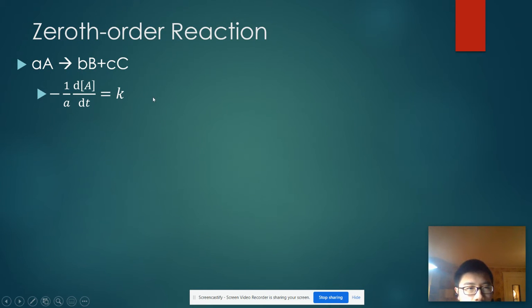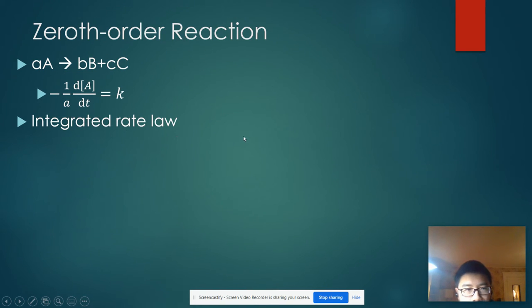So we can write the instantaneous rate. We know the instantaneous rate is negative 1 over a times the derivative of the concentration of A with respect to time. And we also know that the rate law is equal to k times the concentration of A to the zeroth power because it is a zero order reaction. That means k times [A] to the zeroth order is just k itself, because the concentration of A to the zeroth order is equal to 1.